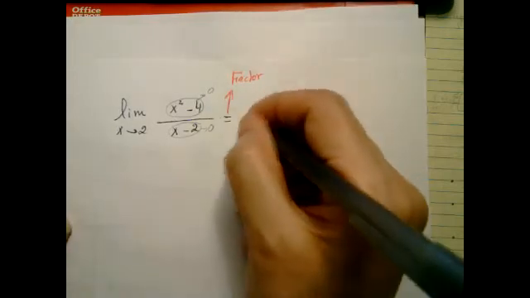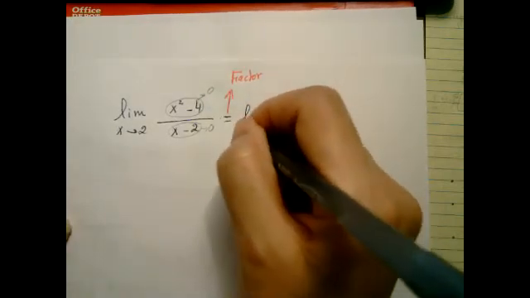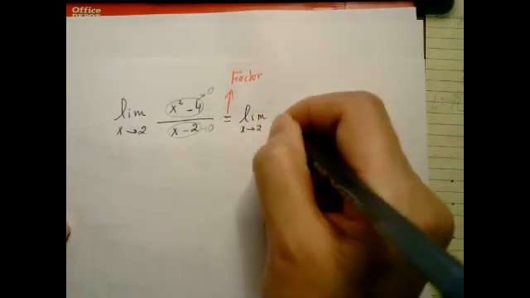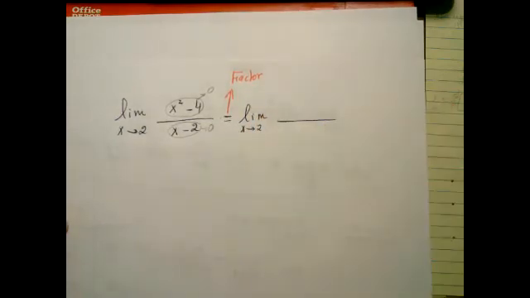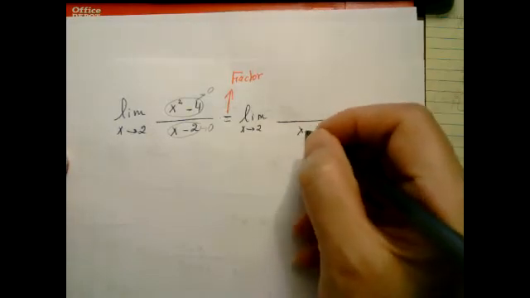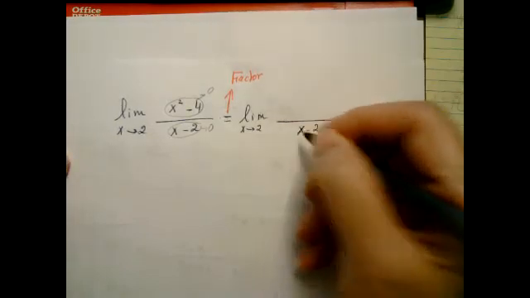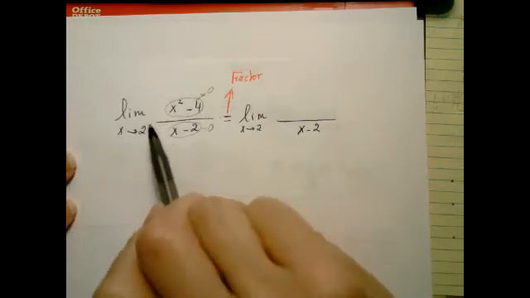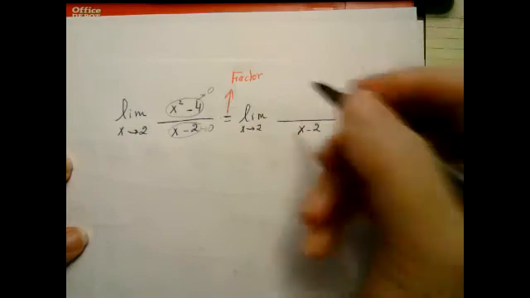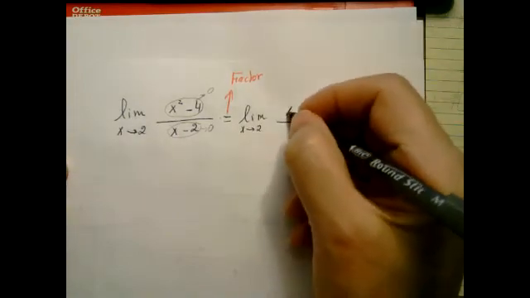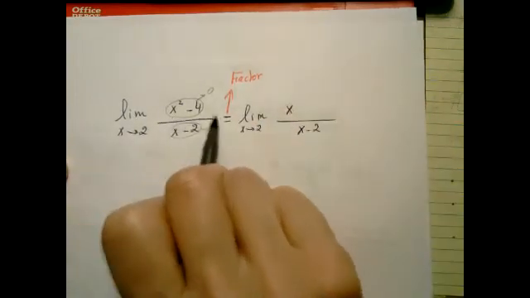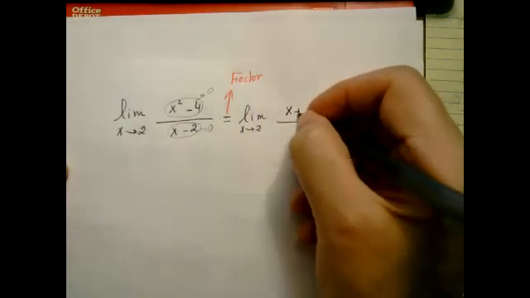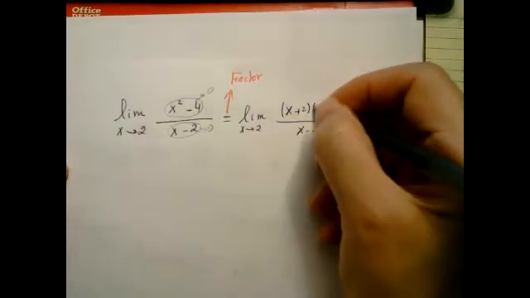All right. So how are we going to factor this? It's actually very simple. The denominator cannot be factored anymore. It's x minus 2. What about the numerator? It's x squared minus 4. How can we factor the numerator? Okay, that's a squared minus b squared. It's x plus 2 times x minus 2.